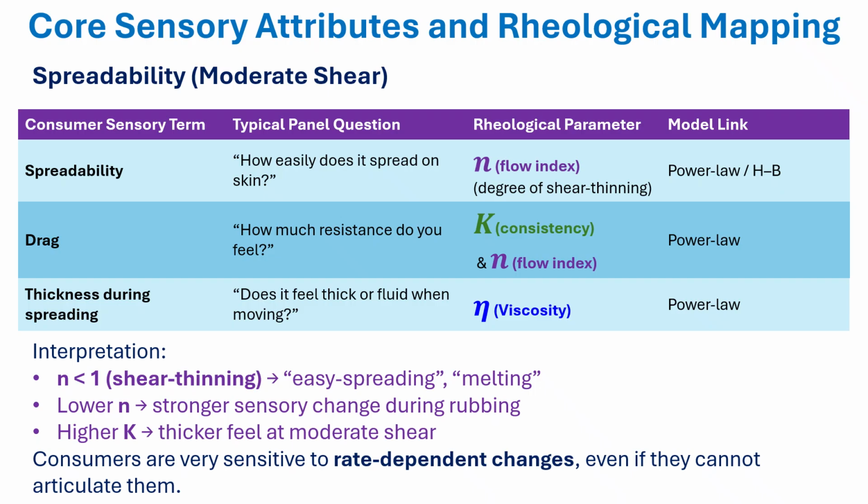The key idea here is spreadability is not a single viscosity value. It's dependent upon the shear rate. By measuring the flow behaviour at relevant shear rates, we can link consumer descriptions directly to rheological parameters and describe and design products that spread in a controlled and predictable manner.